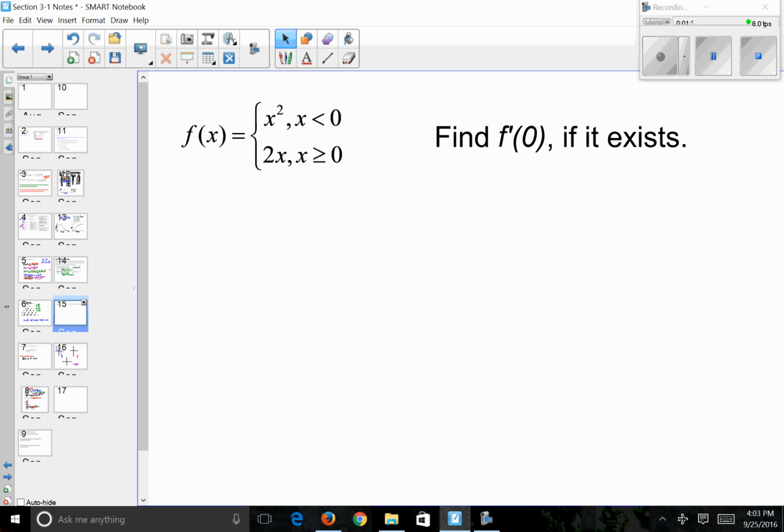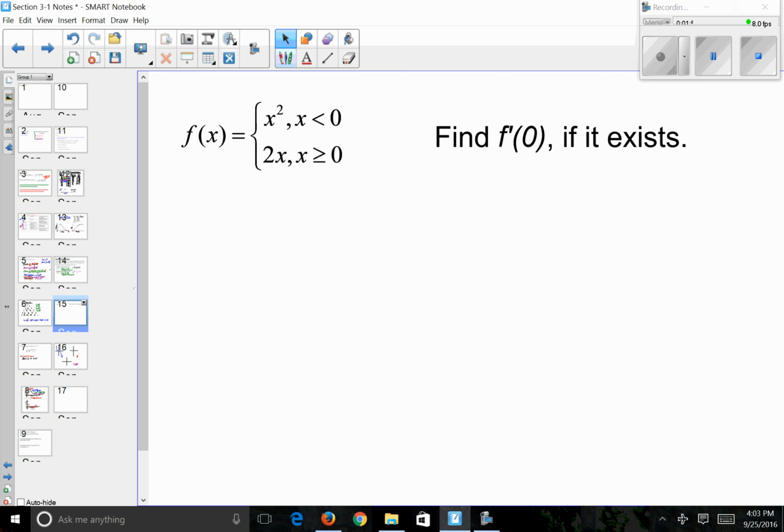So here we have a piecewise function where our function is x squared when x is less than 0, and our function is 2x when x is greater than or equal to 0. And we want to find f prime of 0 if this exists. In other words, we want to know, does the derivative, or the slope of the tangent, slope of the curve, instantaneous rate of change exist at 0?